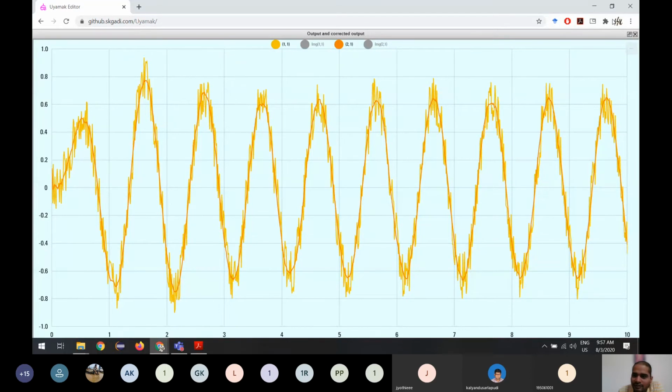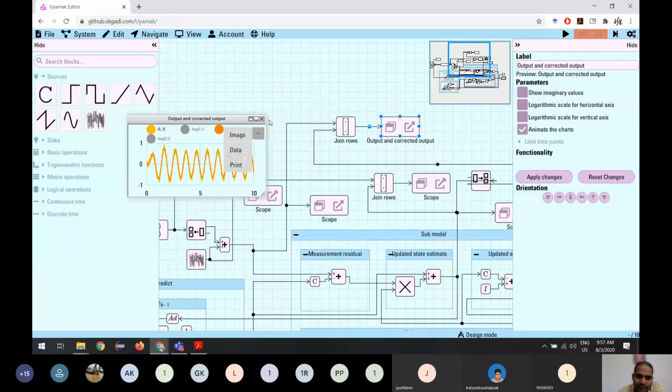We are observing it. But what is the problem? We have to specify the ABCD values to the Kalman filter, which are not always available. So there is another option we can have. There is another algorithm called extended Kalman filter. In that, if some of the parameters are missing, it will calculate automatically and it tries to update the system.